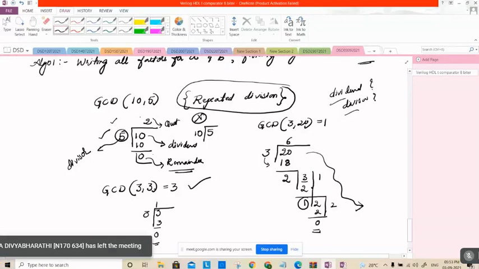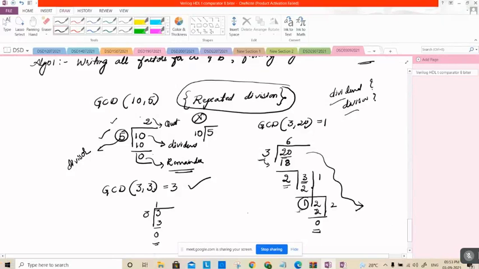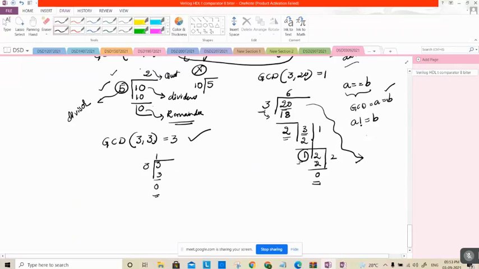It happens every time. So here it is 3, it is 2, it is 20, it is 3, here it is 2, it is 1. Right. So suppose this is A and B. What we are supposed to do is check whether A is equal to B or not. Whenever A is equal to B, the GCD is equal to A or equal to B. And if A is not equal to B, then we are supposed to perform the repeated division operation.